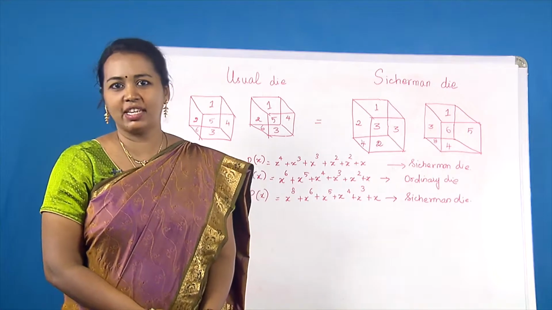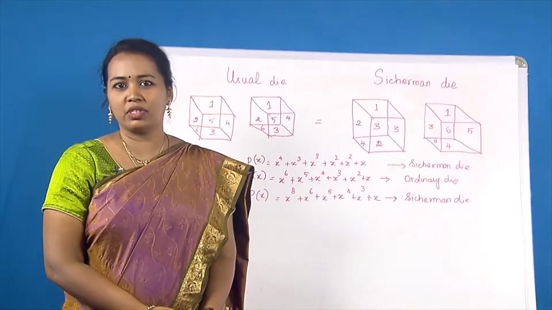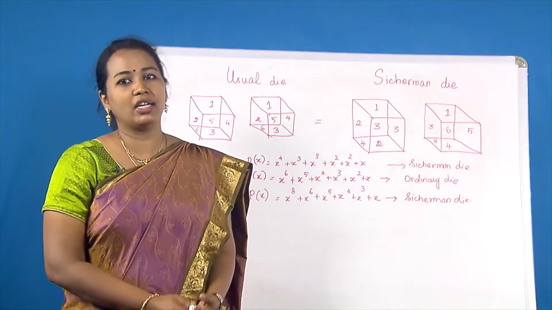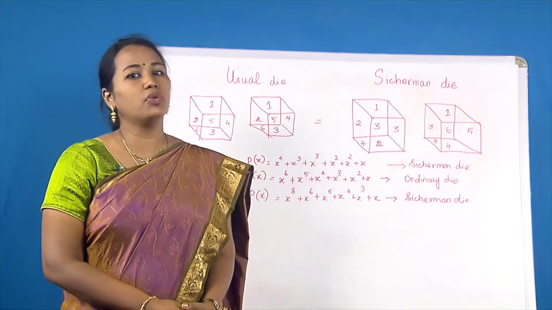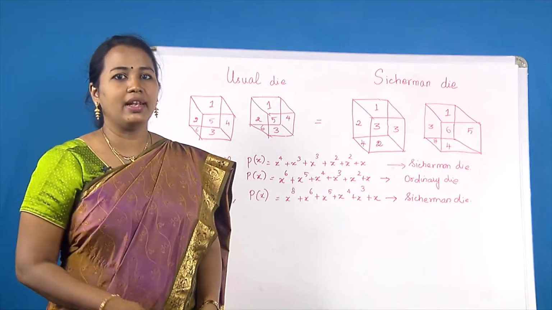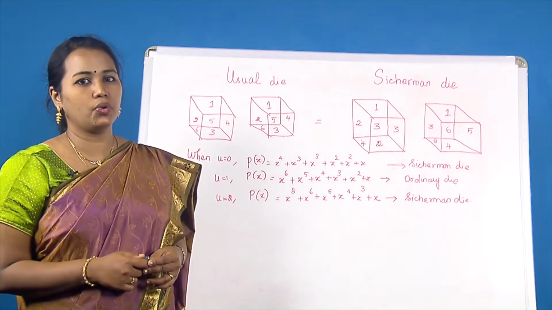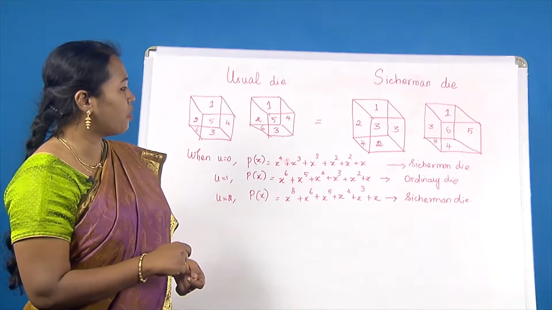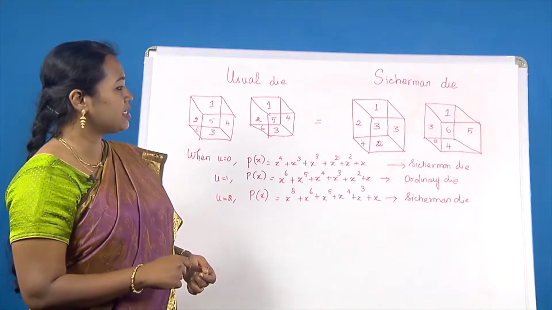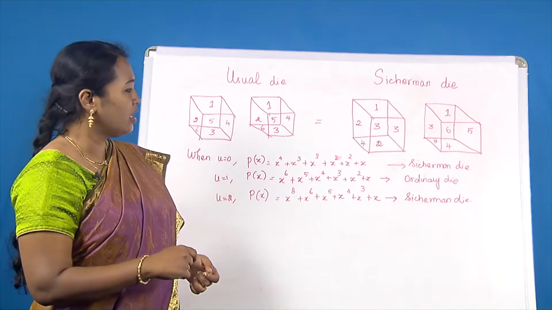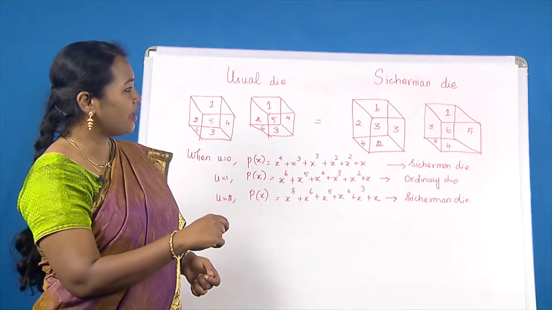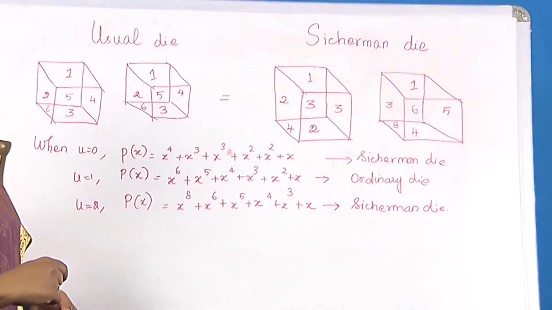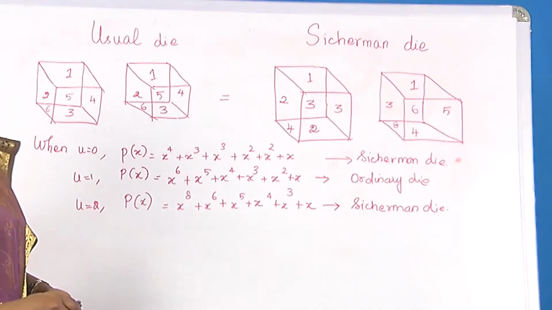Since this violates our assumption, we have now reduced our list of possibilities for q, r, t and u to q is equal to 1, r is equal to 1, t is equal to 1 and u is equal to 0, 1 and 2. Let us consider each of these possibilities of u in turn. So, when u is equal to 0, you will get p of x is equal to x power 4 plus x power 3 plus x power 3 plus x power 2 plus x power 2 plus x. Now, if you look at the powers, you can see that they form the Sicherman dice values. So, it becomes 4, 3, 3, 2, 2 and 1, which is the Sicherman die.